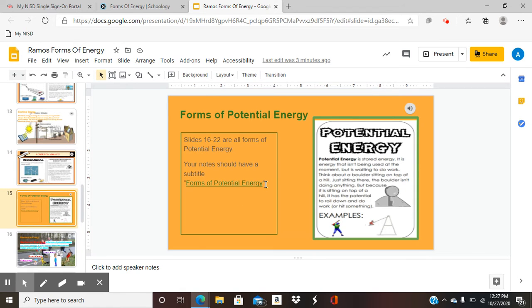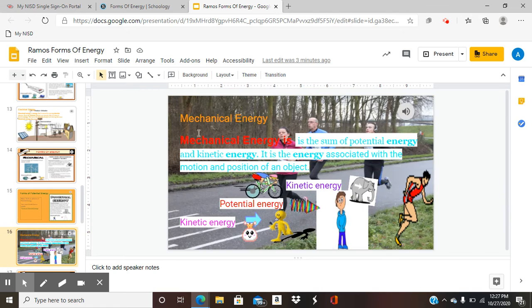Now, slides 16 to 22 are all forms of potential energy. So now you're going to title your notebook Forms of Potential Energy. Mechanical energy is the sum of potential energy and kinetic energy. It is energy associated with the motion and position of an object.